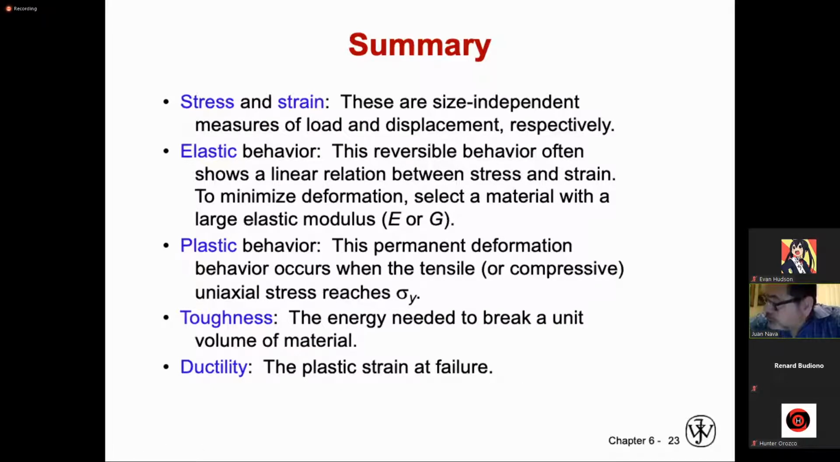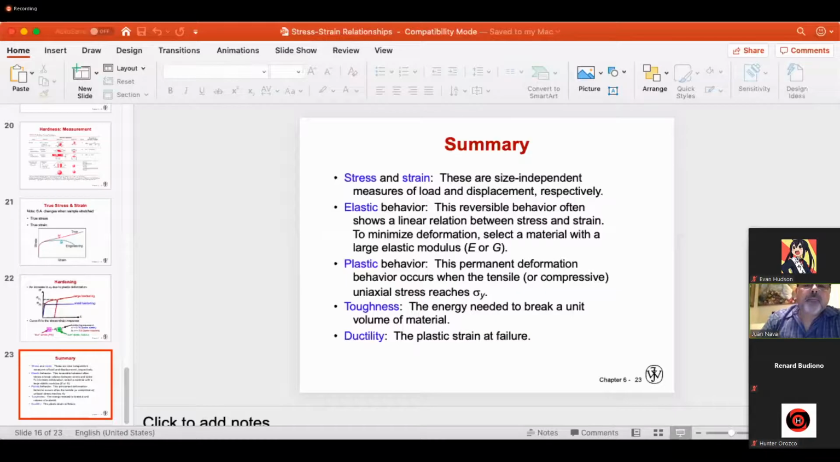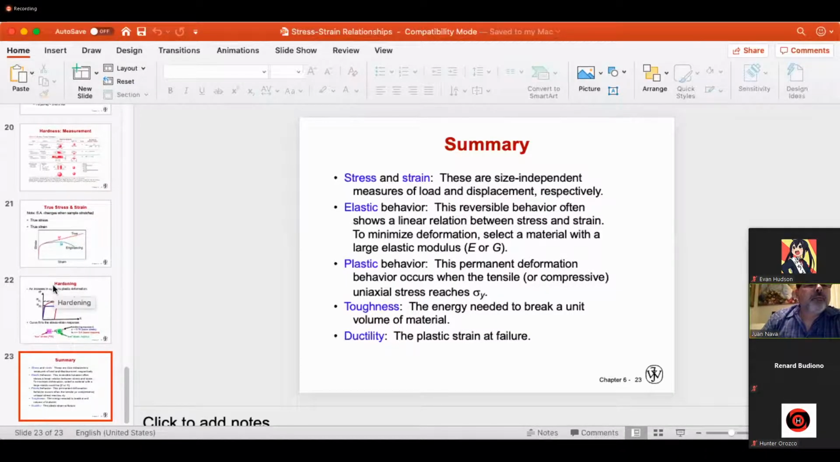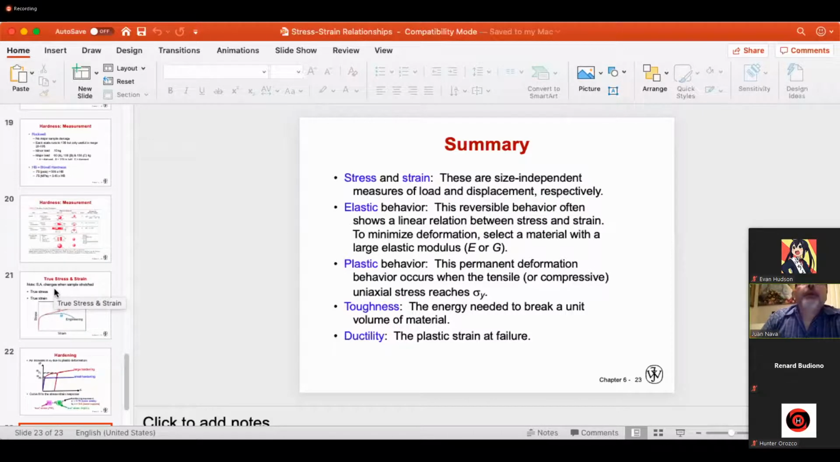I have a question. Yes, Mr. Hernandez. Remember when we were hardening materials and we were shifting the modulus of elasticity to the right? Does that also decrease its toughness because we're reducing the area under the curve? Yes, anything that decreases the area under the curve will decrease the toughness of the material.